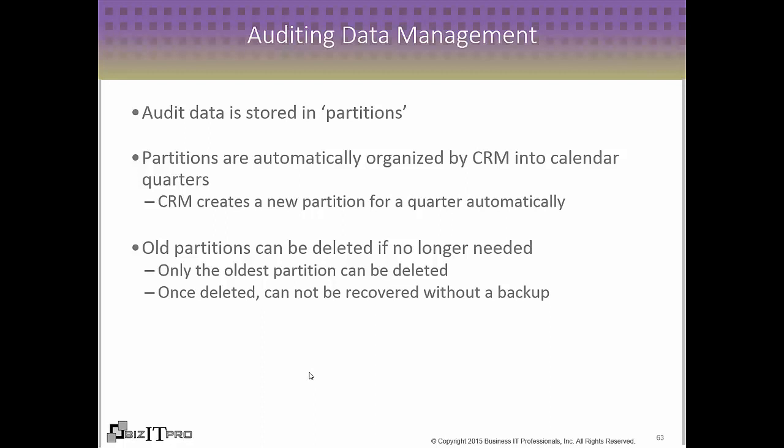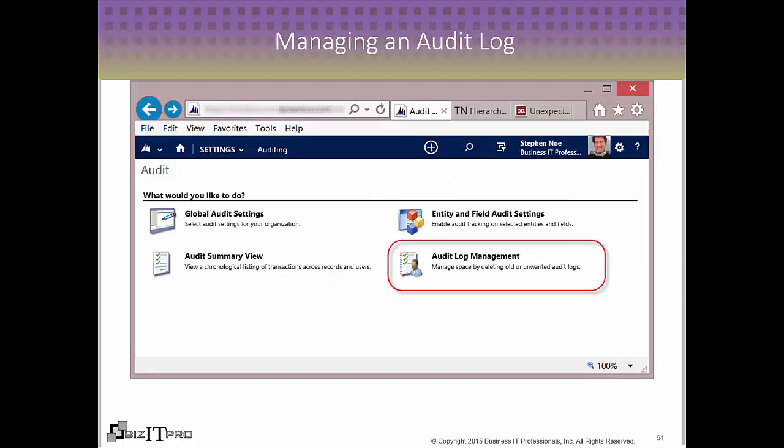Auditing data is stored in partitions. The partitions are automatically organized by CRM into calendar quarters, and CRM does create a new partition for a quarter automatically. The oldest partitions can be deleted if no longer needed, but you can't delete one from the middle. You can only delete the oldest partition. Once a partition is deleted, it cannot be recovered without a backup.